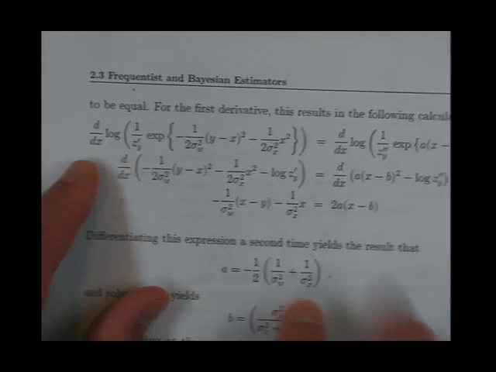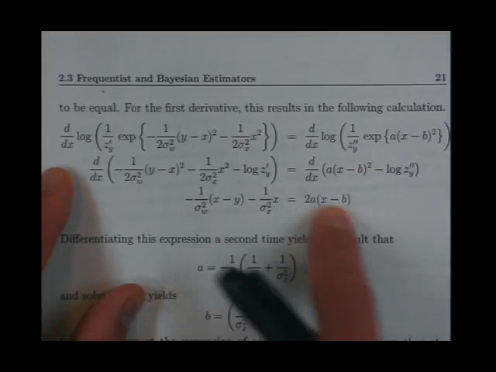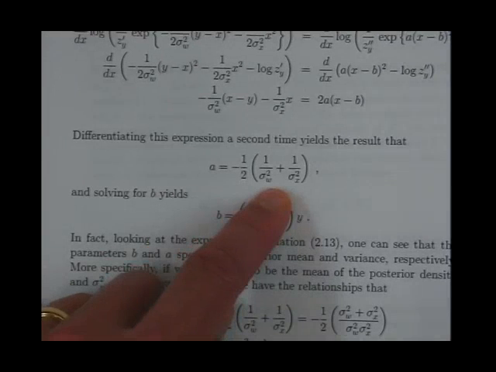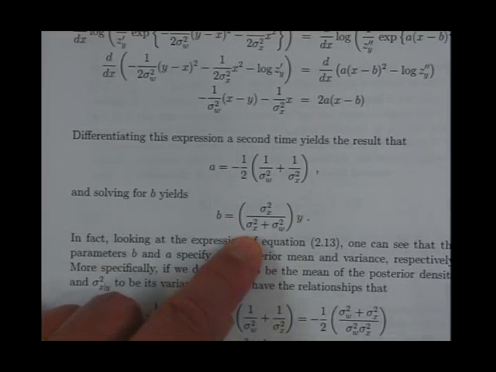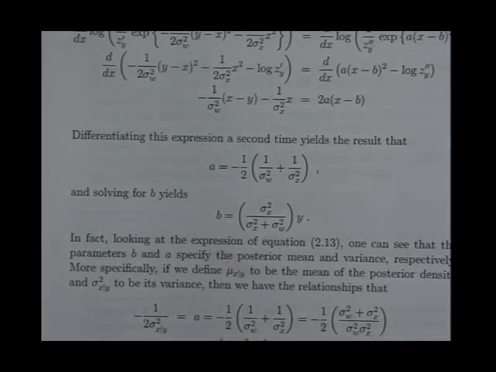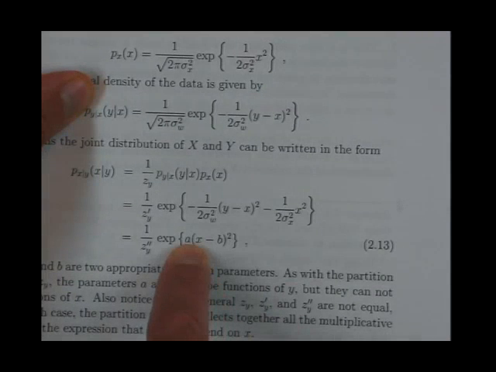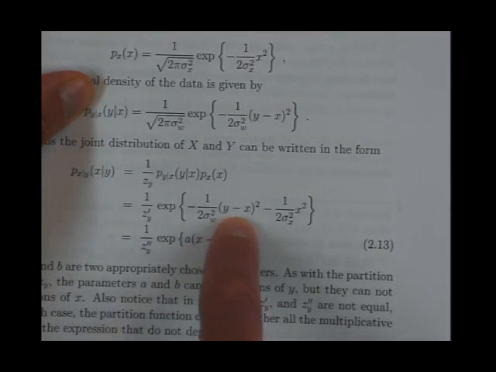This is the next page. So now this just shows I differentiate the expressions. I won't go through this. You can go through this. When I'm all finished, it turns out that A is this and B is that. Actually, A is relatively obvious because the second derivative of this expression with respect to X is 2.